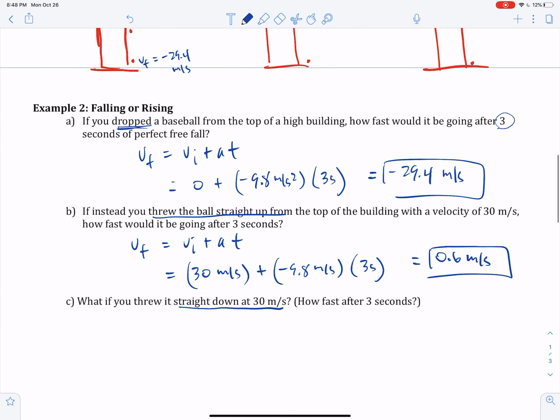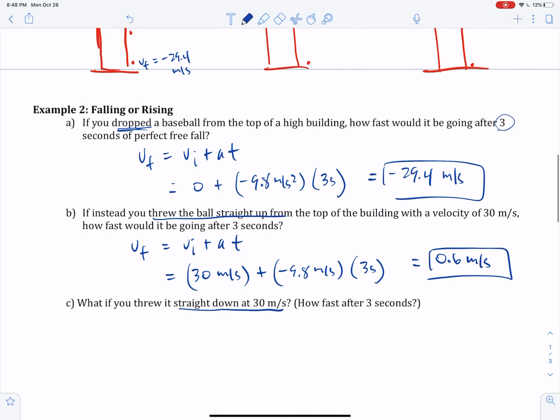Question C, what if you threw it straight down at 30 meters per second? Okay, same setup. Initial velocity plus acceleration times time. Now my initial velocity is negative 30. So I realize I didn't say that here, but I have to be smarter than the question and say if I'm throwing it down, then it actually has a negative velocity. So negative 30 meters per second plus that acceleration multiplied by the 3 seconds.